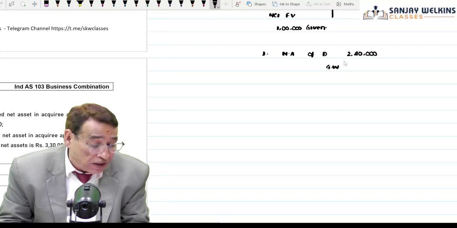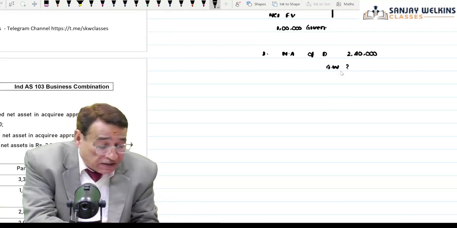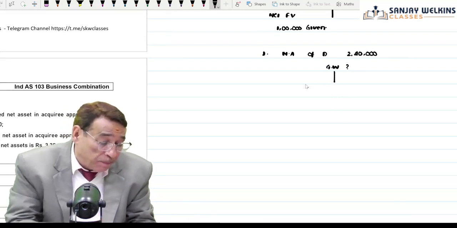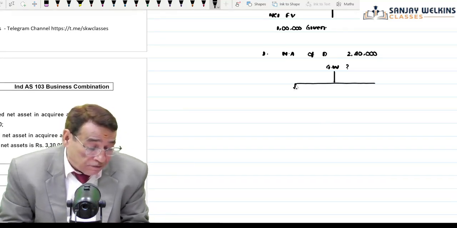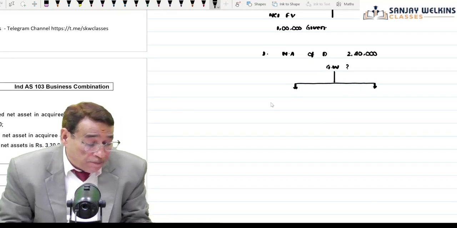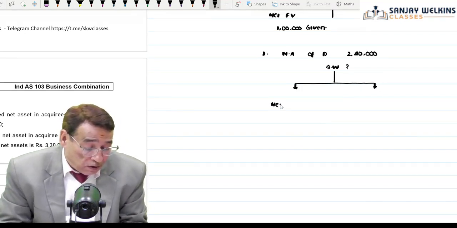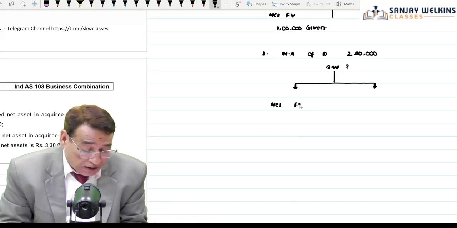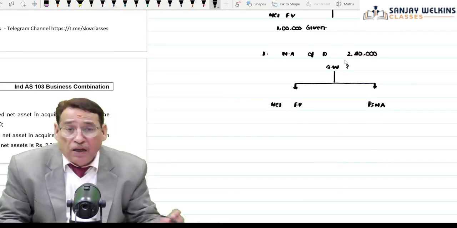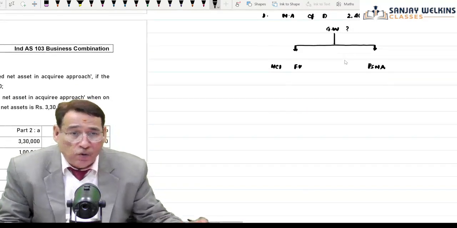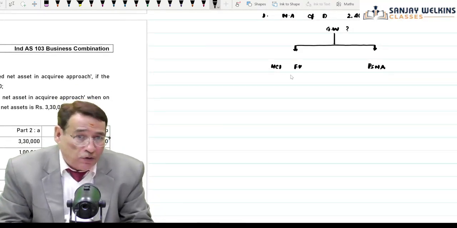In this case, when net asset is 2,40,000, what will be the amount of goodwill if NCI is to be measured on fair value basis and PSNA basis? This is the demand of the question in part 1, correct? If net assets of D Limited is equal to 2,40,000, then what will be the amount of goodwill if you are going to compute NCI on fair value basis and on PSNA basis?